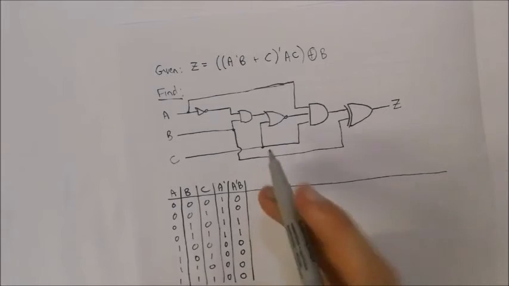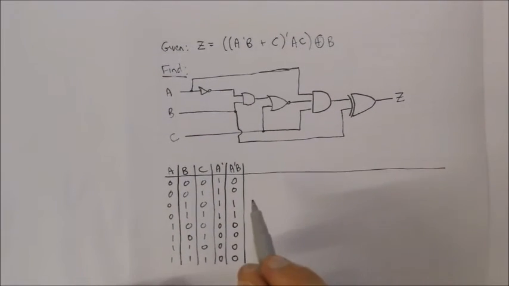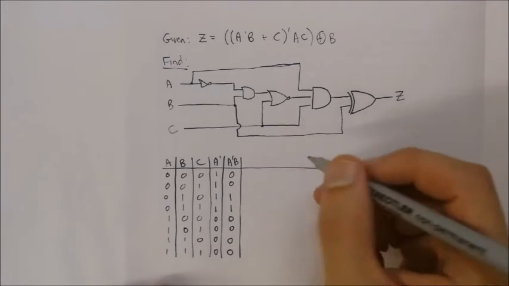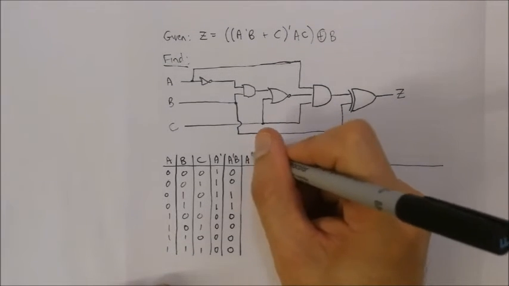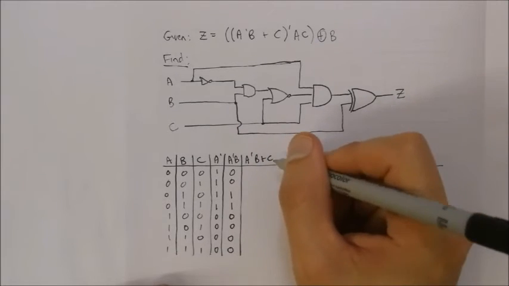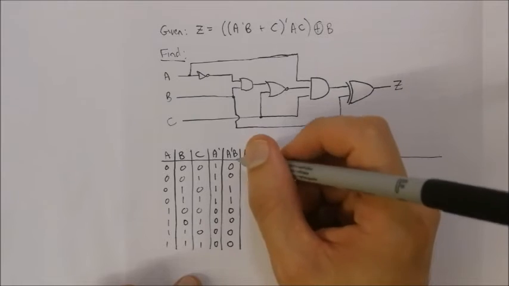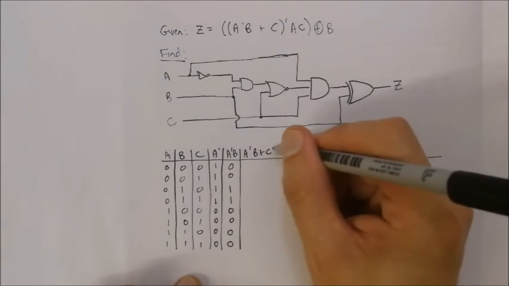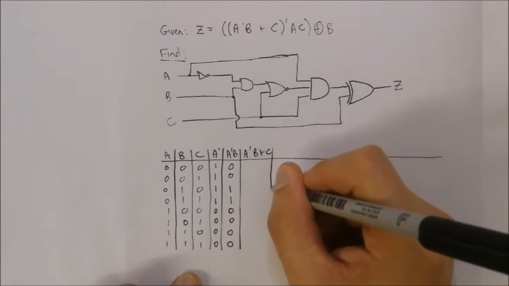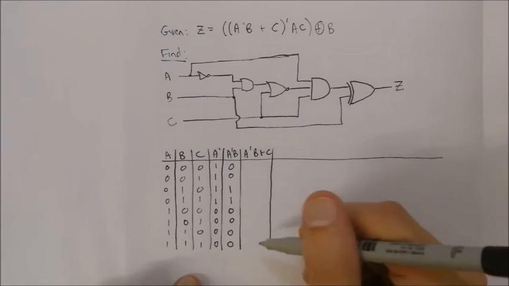Now we're expanding with this expression. We're going to be looking at A naught B plus C. I'm going to do that on its own, and we'll knot it in the next step.